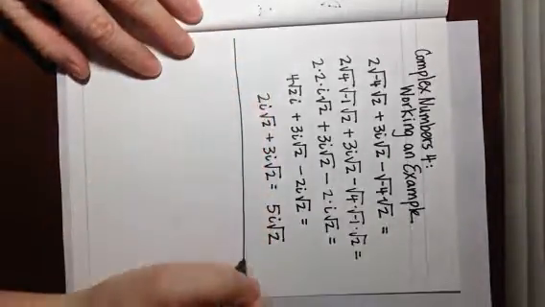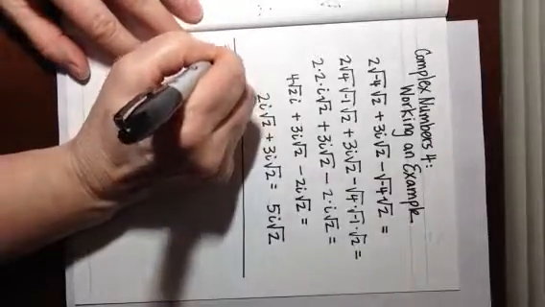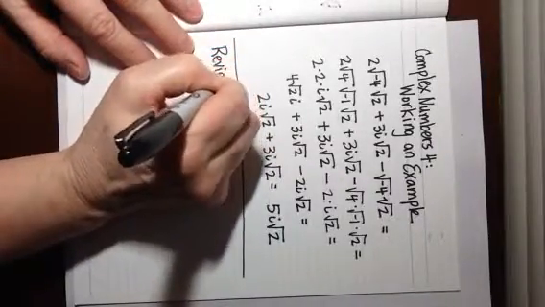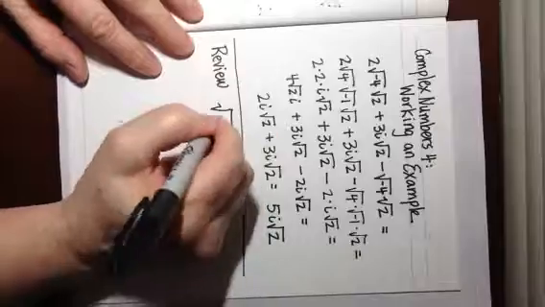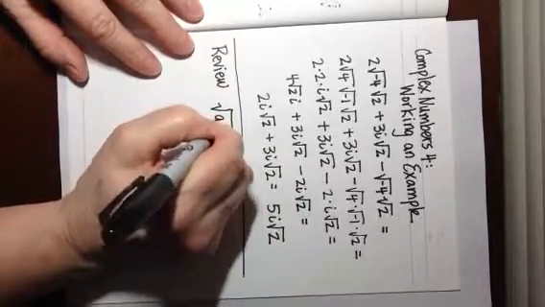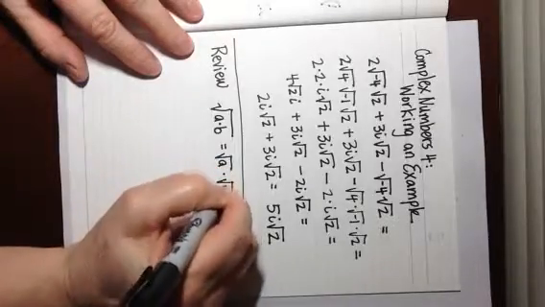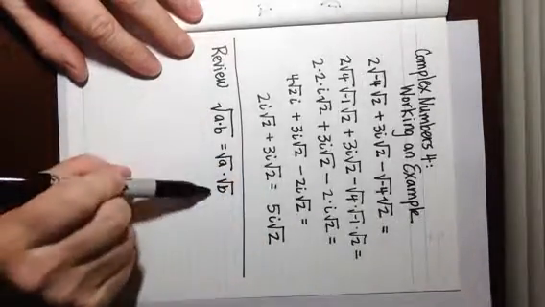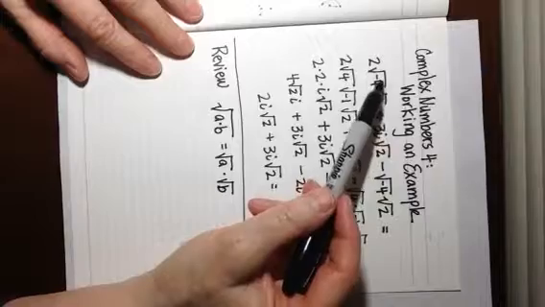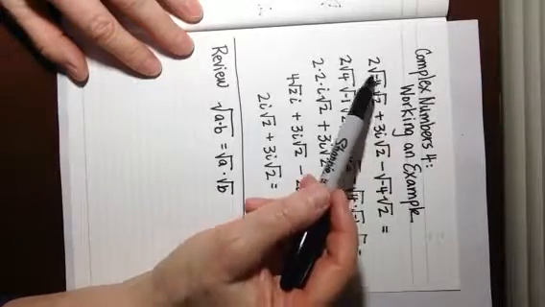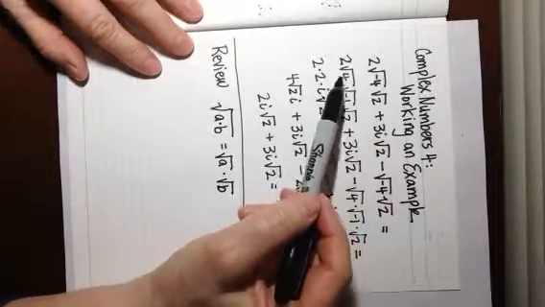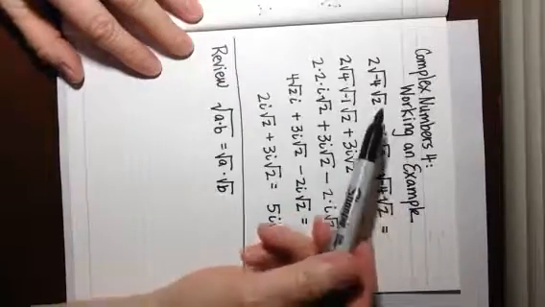Just at the end of this, remember that when you work with a square root, the square root of a times b is equal to the square root of a times the square root of b. And this is the principle that we're using to break a negative number under the radical sign into a positive number and the square root of minus 1.